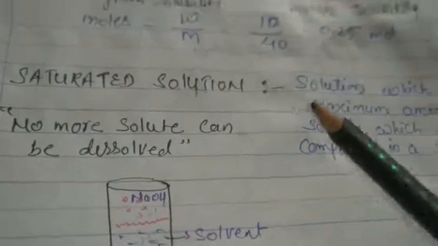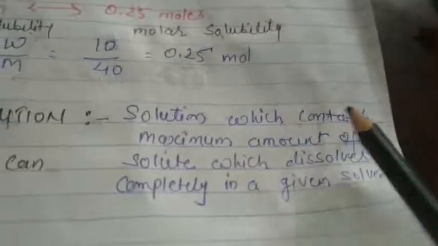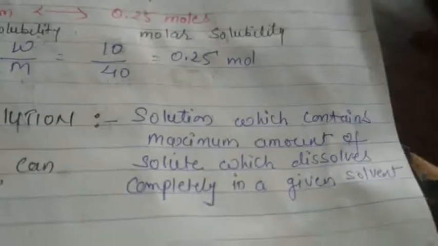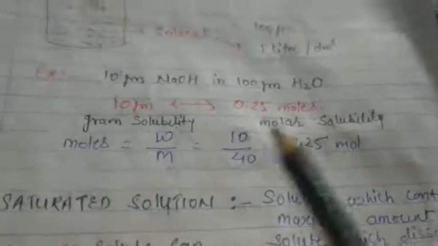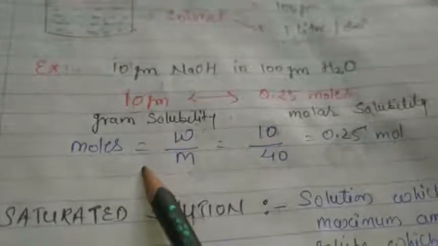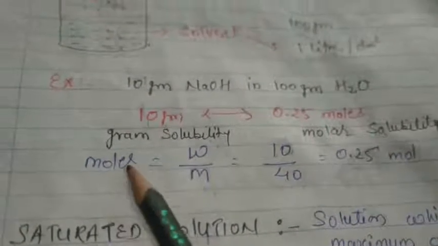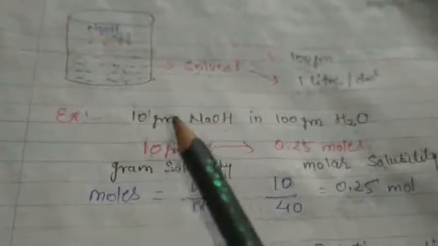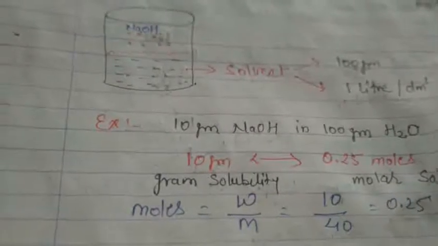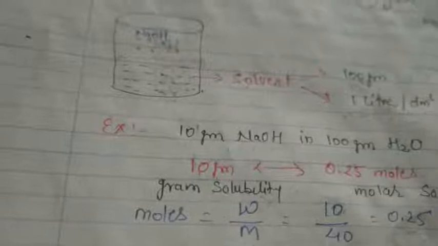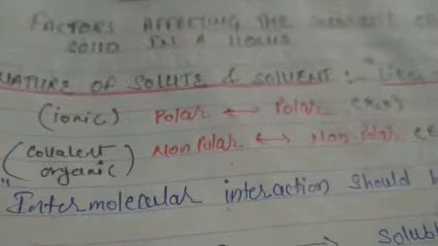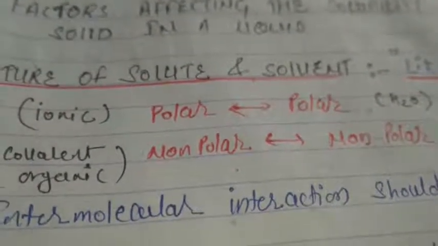Clear? Saturated solution means what? Solution which contains maximum amount of solute which dissolves completely in a given solvent. Clear? See, the solubility of NaOH is 10 gram. But the solubility of NaCl is not 10 gram. Means the solubility of different compounds will be different, and it will depend upon the nature of the solute or nature of the solvent or temperature. Now, factors affecting the solubility of solid in a liquid.